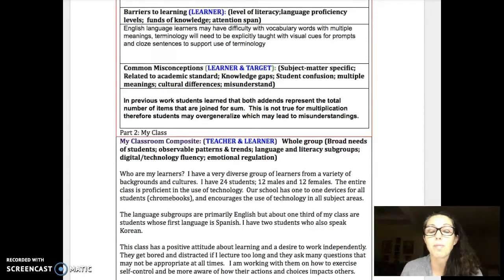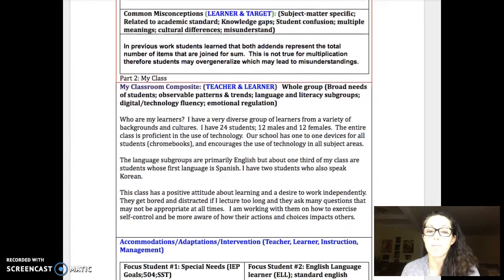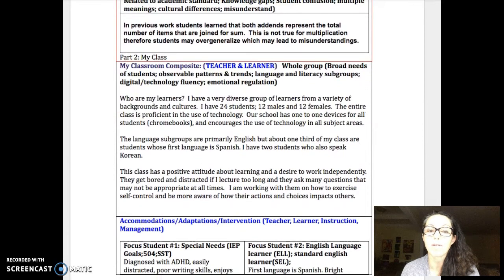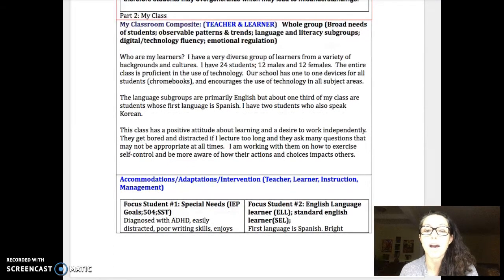Then I'll talk about my classroom composites. So this is the whole group. This is a particular group of students that I'm working with. It might be a class period. It might, if I'm in a self-contained class, it would be the class that I'm working with. I'll talk about some patterns, emotional regulation, language and literacy subgroups, etc. This particular group, there is a pretty diverse background. There's proficient use of technology. A third of the class are English language learners, and then I talk about their attitudes and social and emotional skills.